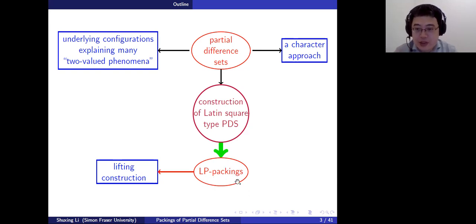It is a configuration consisting of disjoint partial difference sets in one group. Via this angle, we can make progress on the construction aspect. We are able to unify many previous constructions as well as generate new ones. So I will give you the definition and some examples of LP packing, and particularly illustrate a very powerful lifting construction of LP packings. That is our plan today.